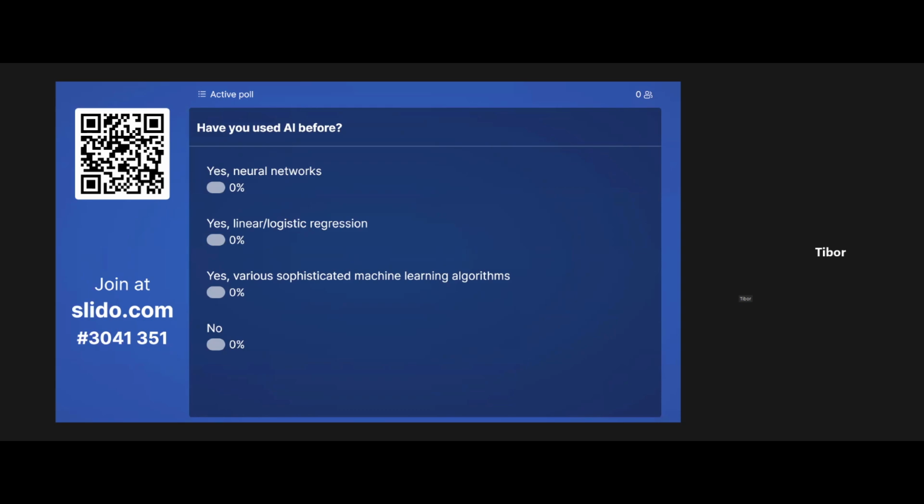But before we continue, I would first like to ask you, have you ever used AI before? I'm very curious as to how many of you actually encountered or used it before.